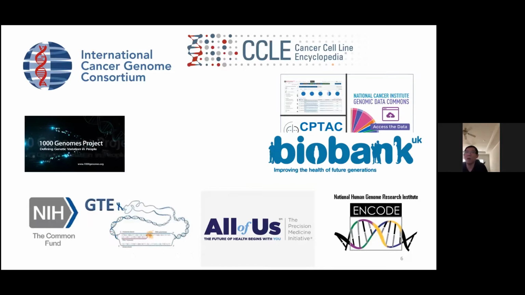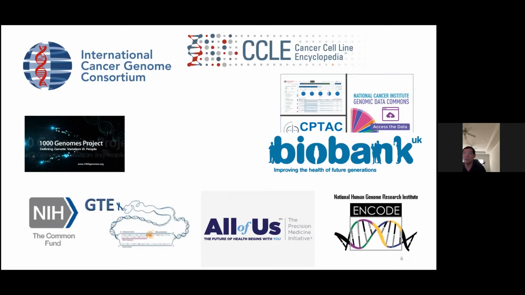And then we also have many big consortia, like GTEx, which provides normal tissue gene expression data, and ENCODE, which provides comprehensive regulatory elements in the human genome. And then recently, the UK has the Biobank, with a 500,000 genotype-phenotype cohort. And also the US NIH started All of Us, the precision medicine effort that aims to systematically collect molecular data and health data from 1 million people.